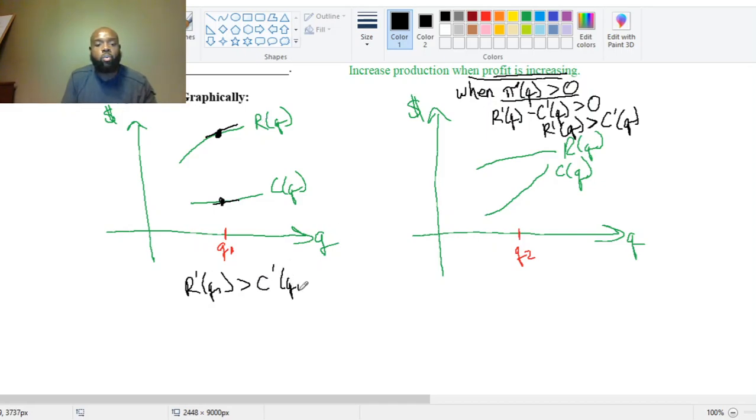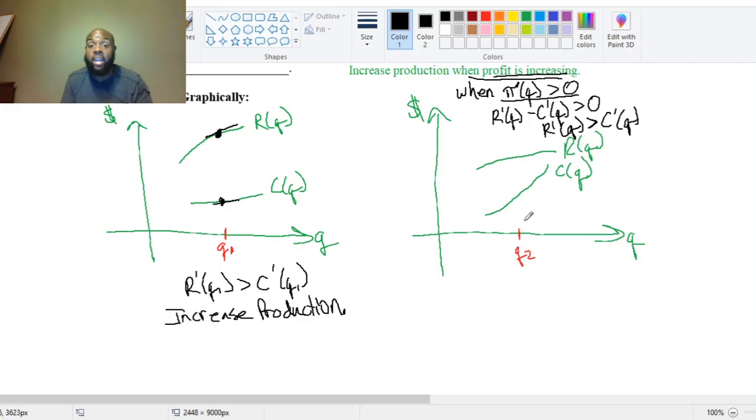C prime at Q1, all right? And I know that because the slope of the secant line here is greater than the slope of the secant line there, right? And so what I want to do is increase production. One way I can tell is because R prime of Q is greater than C prime of Q, that means my profit is increasing. And that's why I want to increase production.